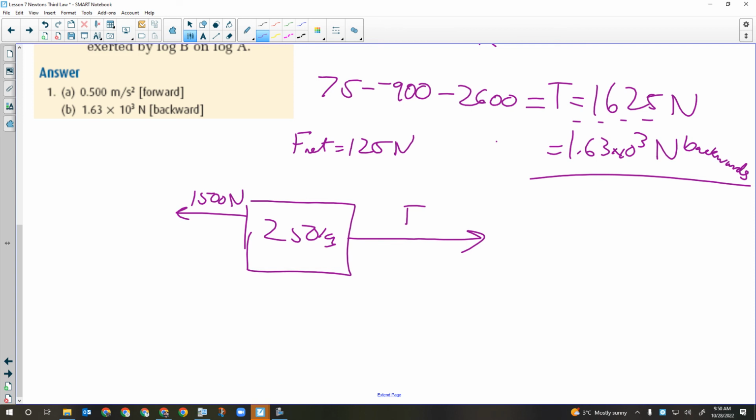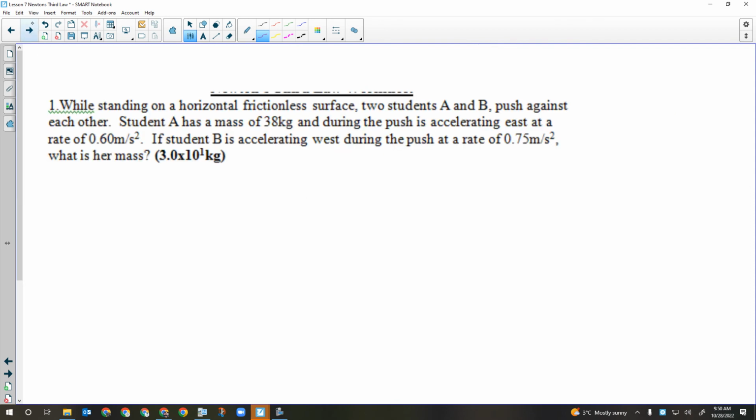Questions on that one? Pretty typical Newton's third law question. Okay. All right. Okay, this is a super easy Newton's third law question. All right, give it a try. There's no log A and log B. It's just two people and they just push off.